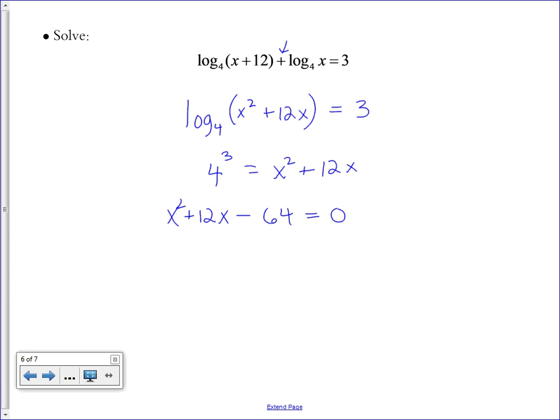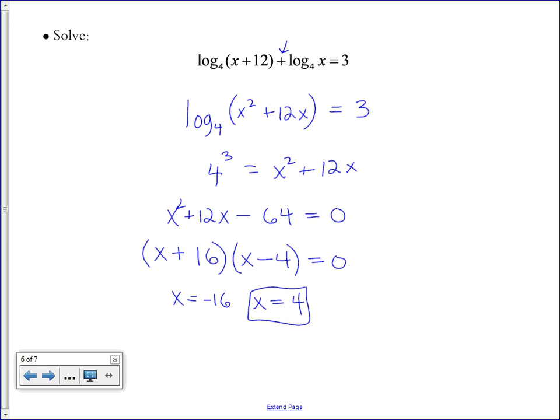Use factoring to solve if possible. It's what multiplies to make 64 that adds up to 12. Let's say plus 16 and minus 4. So the solutions would be negative 16 and positive 4. And then plug them back into the original equation and see which ones work, or sometimes both of them will work, sometimes neither. If we plug in our positive 4, it is going to work out just fine. And when you plug in negative 16, you'll see that negative 16 plus 12 gives us the log of a negative number. And so therefore, the negative 16 is an extraneous solution. And that is all.